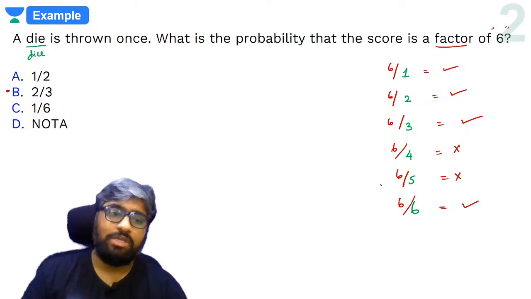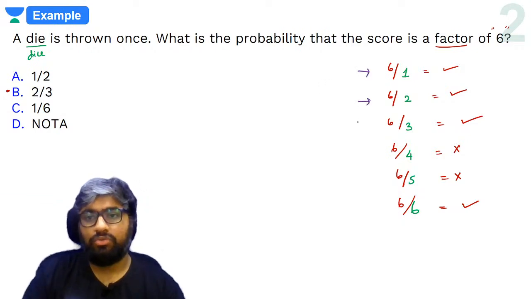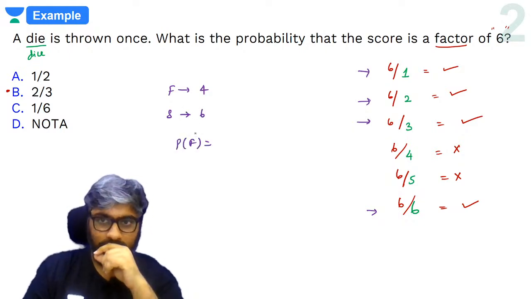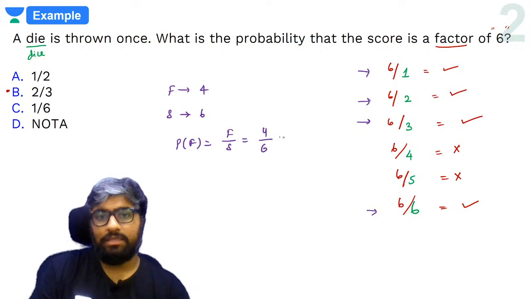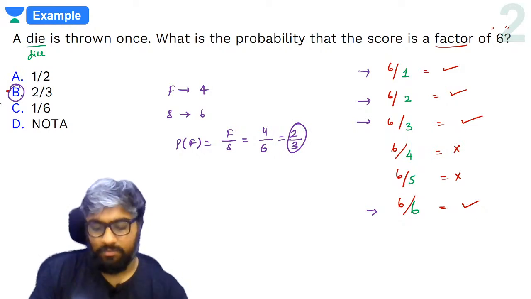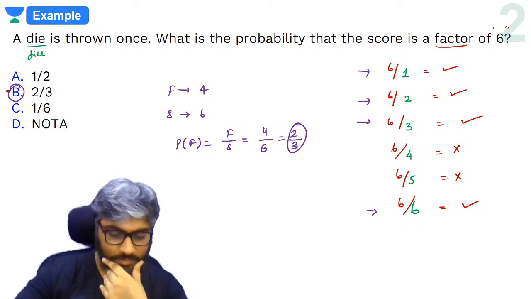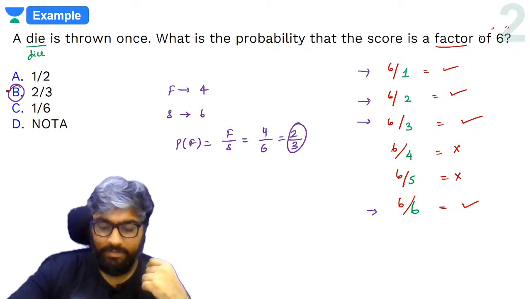Are you getting this? So how many are favoring here? 1, 2, 3, 4 terms. Yes, so favoring 4 terms, sample 6 terms. What is the probability of us getting a factor of 6? 4 by 6, that's nothing but 2/3. Yes. Superb. Yeah, so people who are saying 1 by 6, please check that.